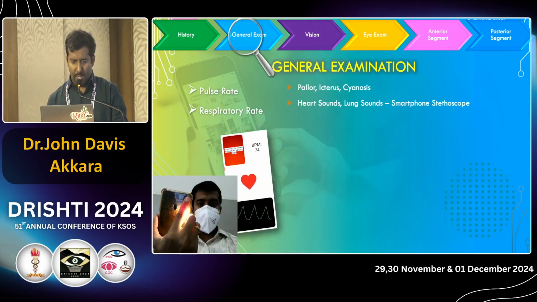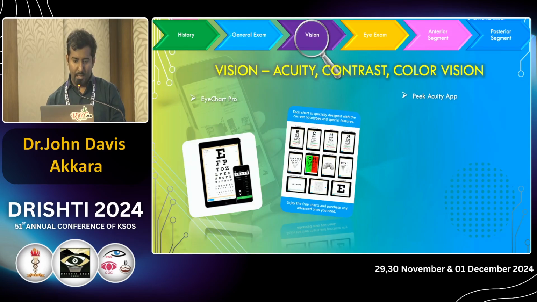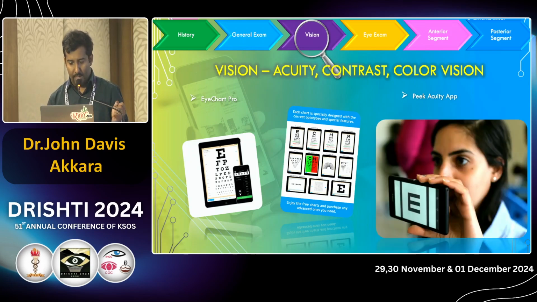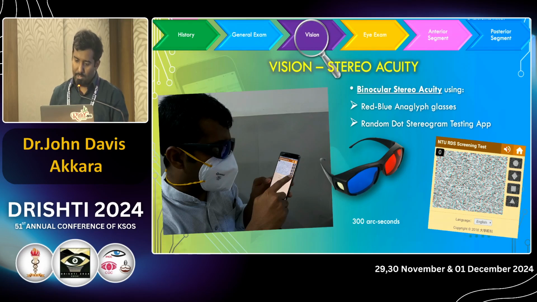Then there are so many apps for systemic examination which will not be useful particularly for us. Visual acuity, there are some apps which can be used on the phone. So you can use the Peak Acuity app as a standalone app on your phone, or you can use the iChart Pro, in which you can control a tab with the phone and do visual acuity. So essentially that is converting a tab and phone into a visual acuity chart. Then stereo acuity can be tested by using this random dot stereogram testing app. So that is the NTU RDS screening test. For this you will need the red blue glasses.